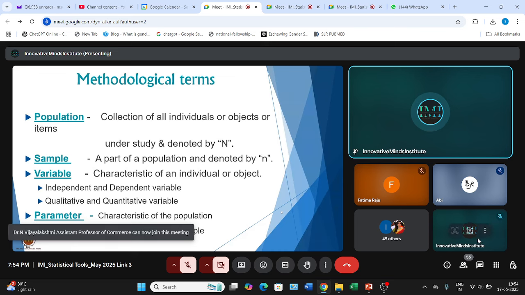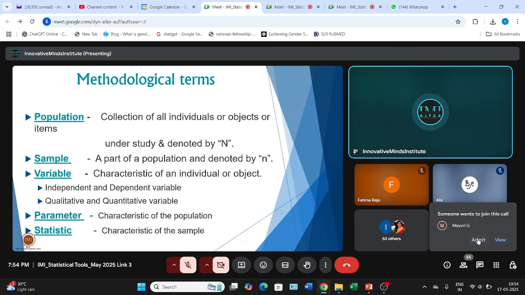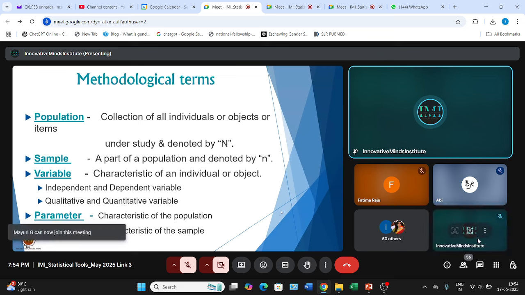Population. So what do you mean by population? It's a collection of all individuals or objects or items in your study, right? Usually it's denoted by capital N. And sample is a part of the population which you are selecting for your study. It's denoted by small n. What do you mean by variable? Which varies from person to person, time to time, place to place, right? In research, the characteristics of an individual which varies. So that's what the variable is.